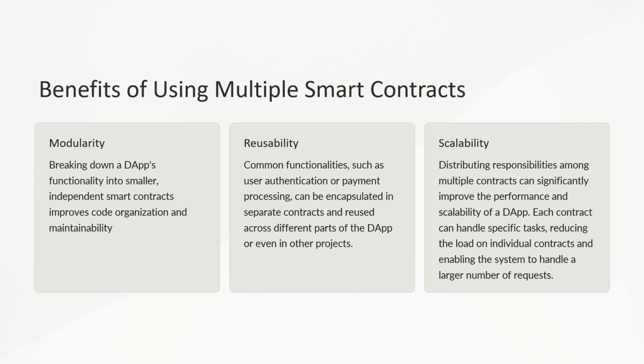Scalability: distributing responsibilities among multiple contracts can significantly improve the performance. Each contract handles a specific task, reducing the load on individual contracts and enabling the system to manage more requests simultaneously. Think of this like assembling a puzzle. While individual pieces form a single part of the puzzle, together they bring the entire image to life.